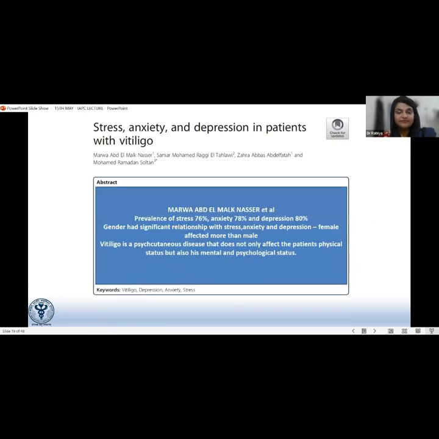Now, this is a study by Marwa Abdelal Nasser et al. The prevalence of stress was 76%, anxiety 78%, and depression 80%. And gender had a significant relationship with stress, anxiety, and depression in vitiligo patients. Females were considered to be more affected than males. Vitiligo is a psychocutaneous disease that affects not only the patient's physical appearance, but also his mental and psychological status. So this study highlights how a chronic skin disease can affect your social well-being, your physical well-being, and your psychological well-being.